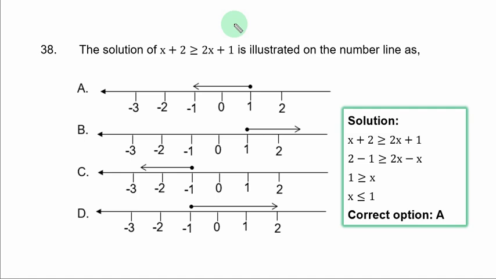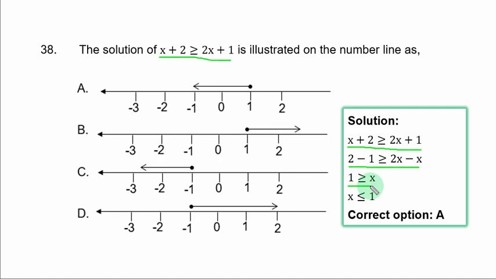Question 38. The solution of s plus 2 greater than or equal to 2s plus 1 is illustrated on the number line as. You have to solve the inequality first. So when you solve, you collect like terms. You have 2 minus 1 greater than or equal to 2s minus s. If you subtract, you have 1 greater than or equal to s.